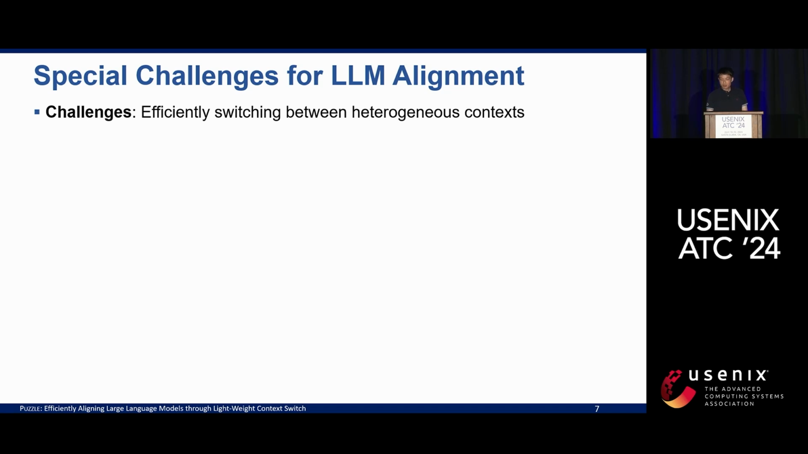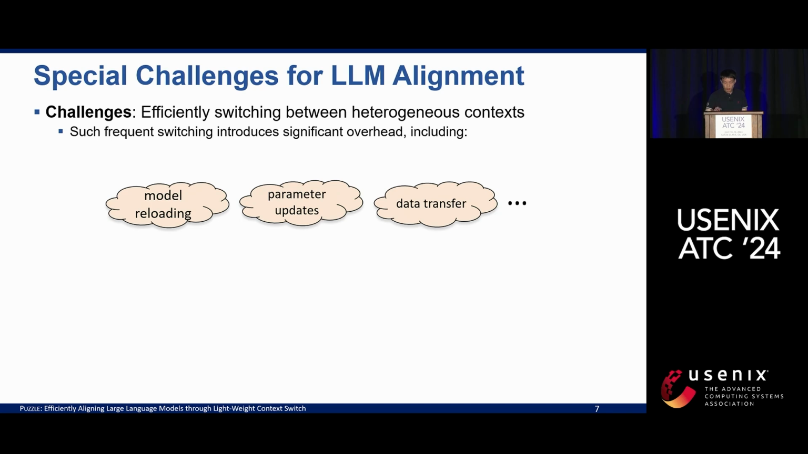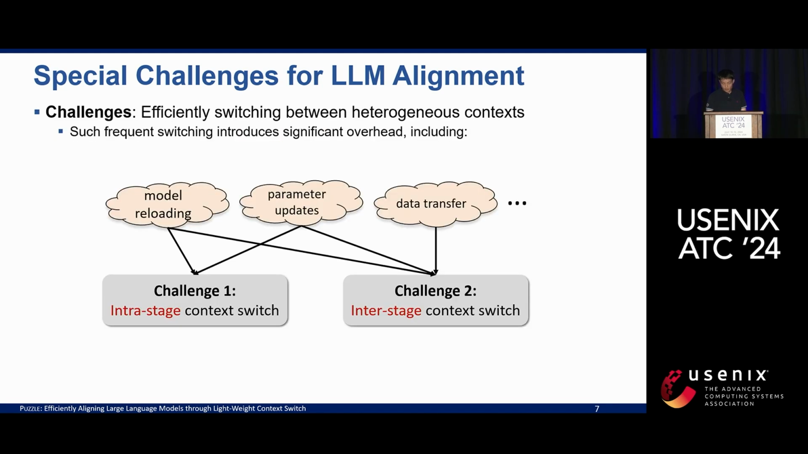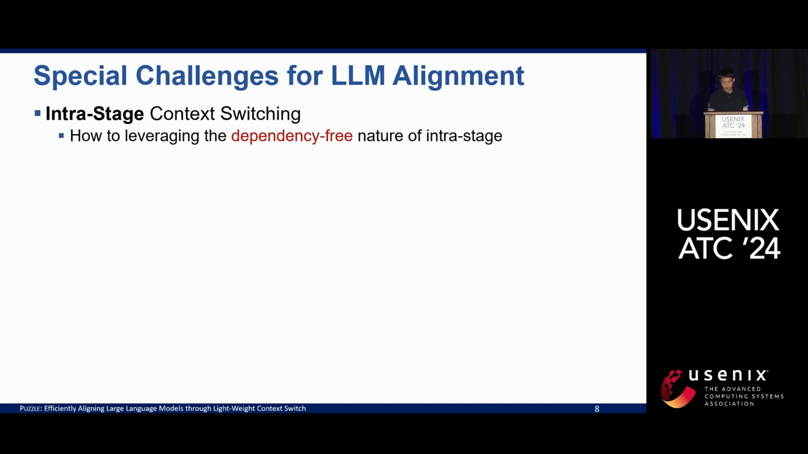By analyzing the workflow of RLHF, we find that the key challenge of RLHF is to efficiently switch heterogeneous contexts. Such frequent context switching results in significant overhead, including model reloading, parameter updates, data transfer, and so on. We focus on two specific challenges, the intra-stage context switch and the inter-stage context switch.